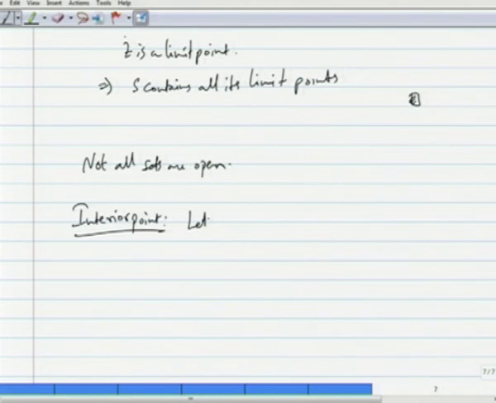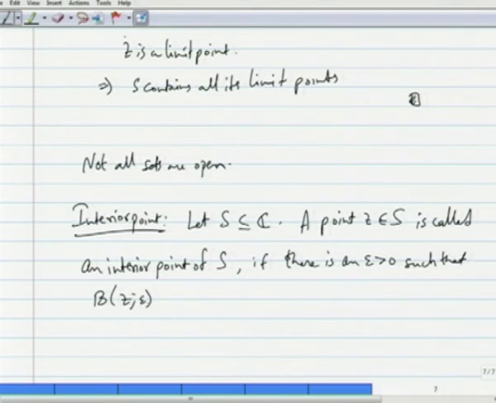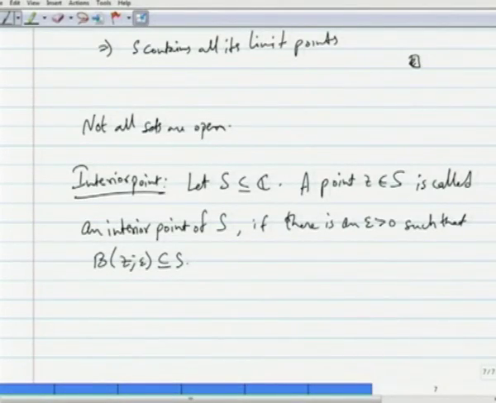Okay. Let S be contained in C. So, this is a property about points of a set. Okay. So, a point Z belongs to S is called an interior point of S if Z has room around itself, i.e., if there is an epsilon positive such that B(z, epsilon) is completely contained in S. Okay. If this condition is met for every point in the set, then the set is open, okay. But that need not be the case, but nevertheless a set could be not open and still have interior points.